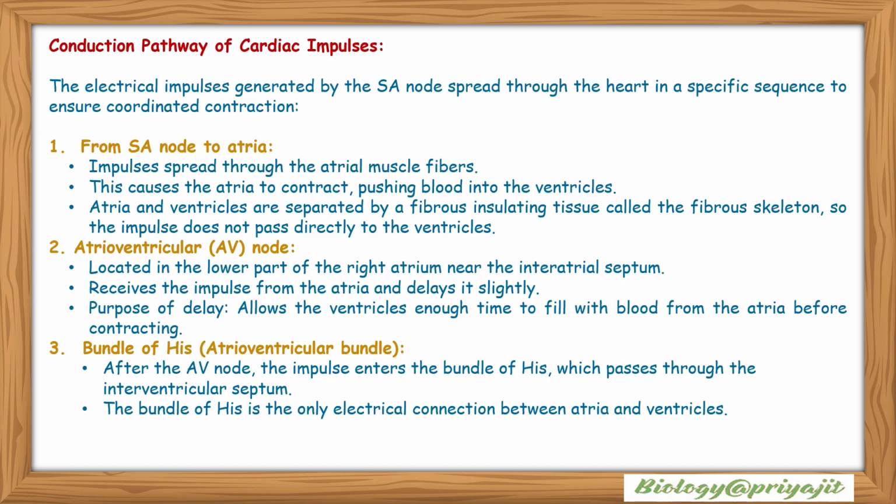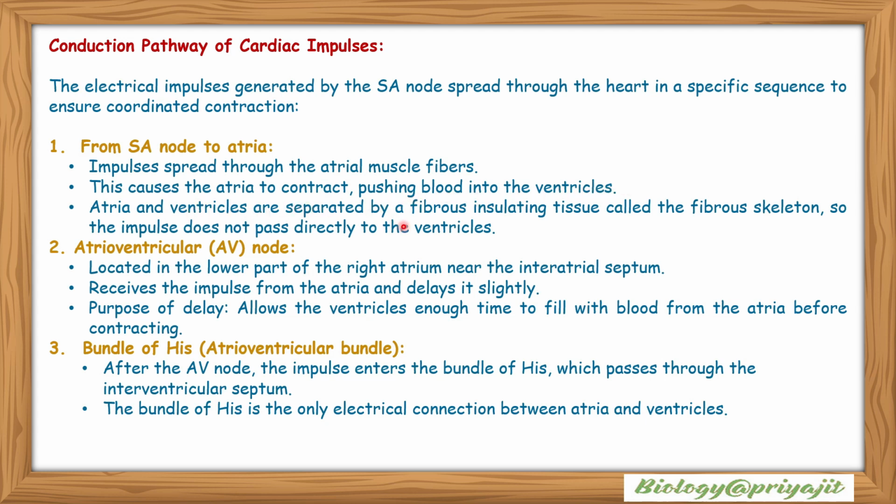Conduction pathway of cardiac impulses. The electrical impulses generated by the SA node spread through the heart in a specific sequence to ensure coordinated contraction. From the SA node into the atria, impulses spread through the atrial muscle fibers. This causes the atria to contract, pushing blood into the ventricles.